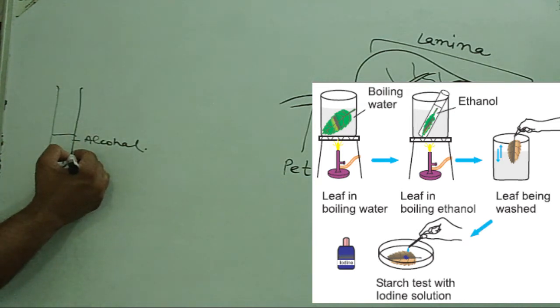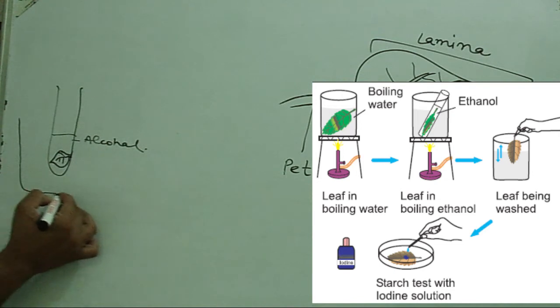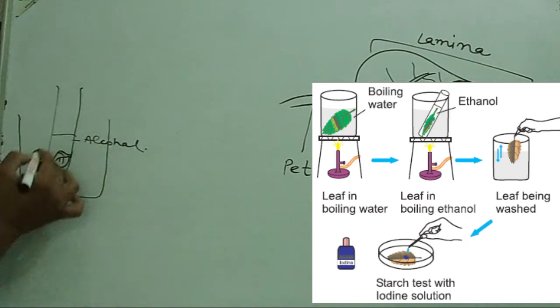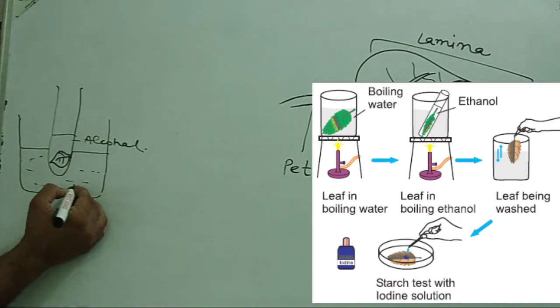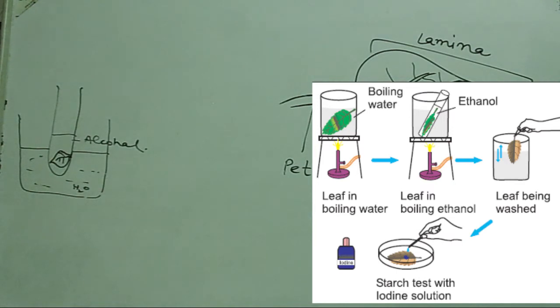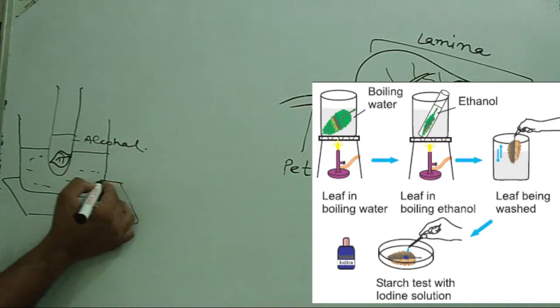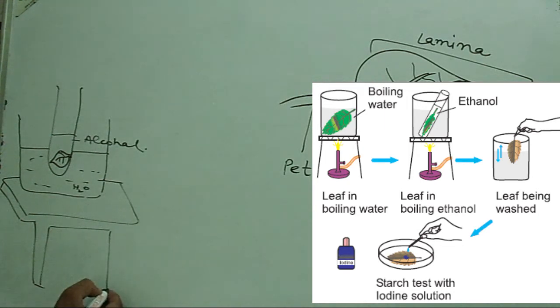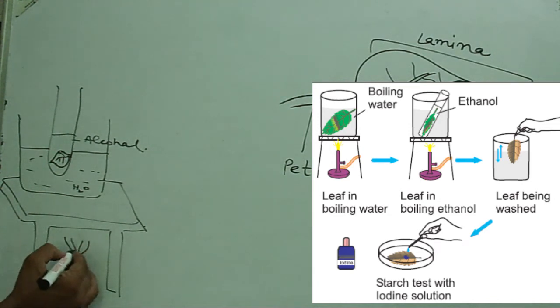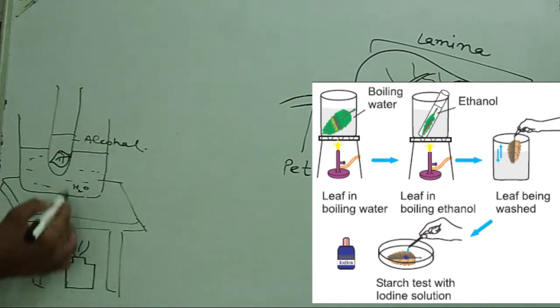Now the next step, take one beaker and put that test tube in the beaker containing water. Here it is water. And now put it on a stand, and there should be a spirit lamp here. Get it heated for some time.